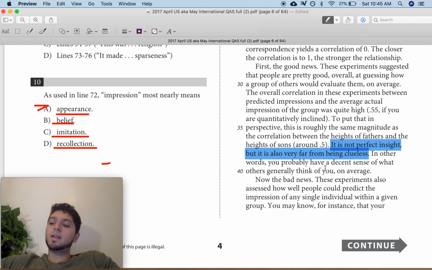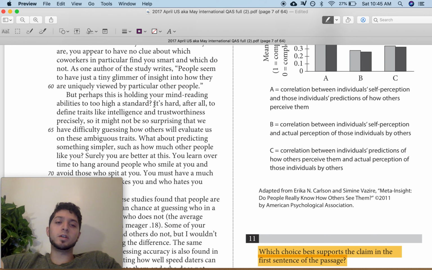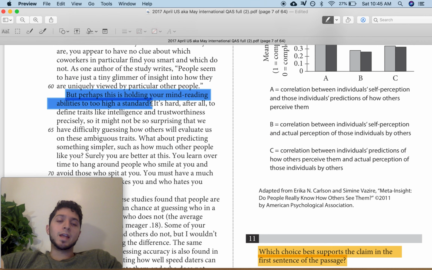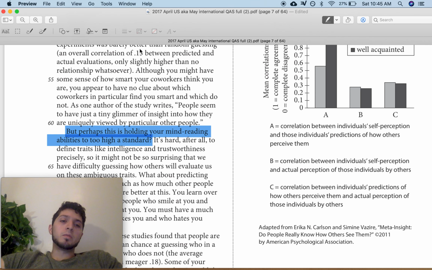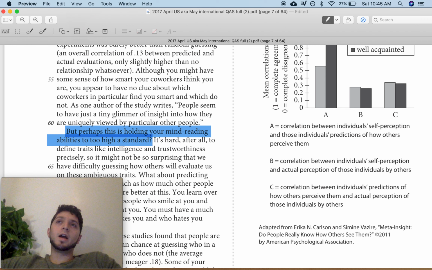What this tells us is that it's not perfect insight. We don't know exactly how groups of people will feel about us, but it is still far from being clueless, right? We don't completely misunderstand how other people feel about us. So we're decent at it. Down here in line 61 is where we have "mind reading": "but perhaps this is holding your mind reading abilities to too high a standard." And this is basically saying, maybe we're being too harsh. This comes right after showing that we're not very good at understanding how particular other individuals feel about us.